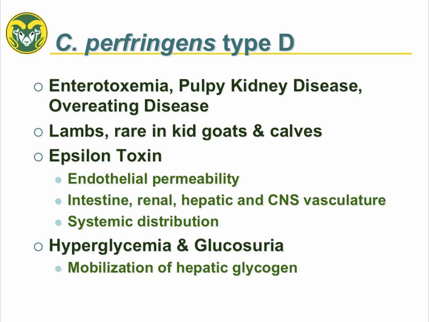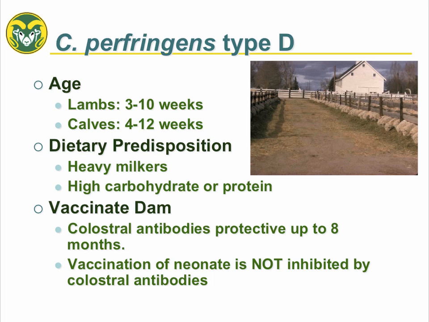The other interesting thing is hyperglycemia. It is fairly common, not really pathognomonic, but fairly common with type D infections in calves. It's mobilization of the glycogen from the hepatocytes, and you'll see both the hyperglycemia and glucosuria. So if you suspect a case, at necropsy, pull a little urine sample out, put it on a dipstick. If it's got glucose in it, it would lead you towards suspecting Clostridium perfringens type D.